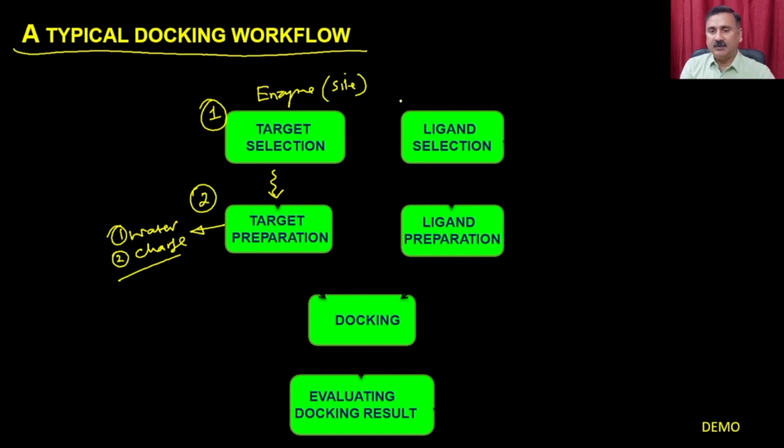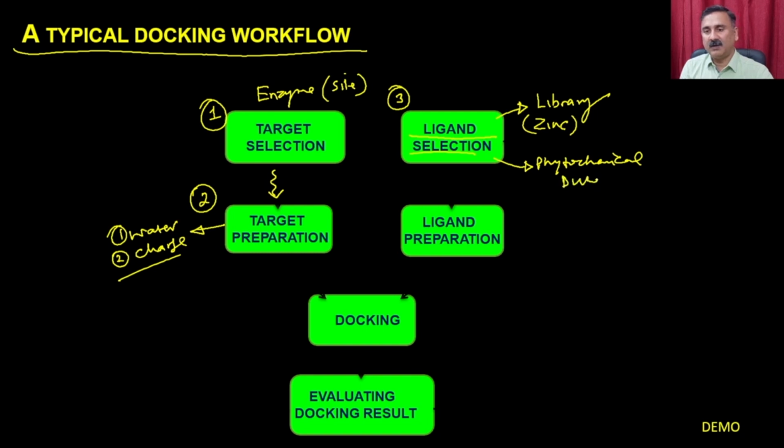On the other hand, you are going to prepare the ligand molecules. So you're going to select the ligands, right? When you want to select the ligands, you can select them from different types of libraries. You can use the phytochemical libraries, or you can use the chemical libraries. For example, you can choose the molecule from the ZINC database or a phytochemical database like the Duke's database. Once you have selected the ligands, the ligand is also going to be prepared.